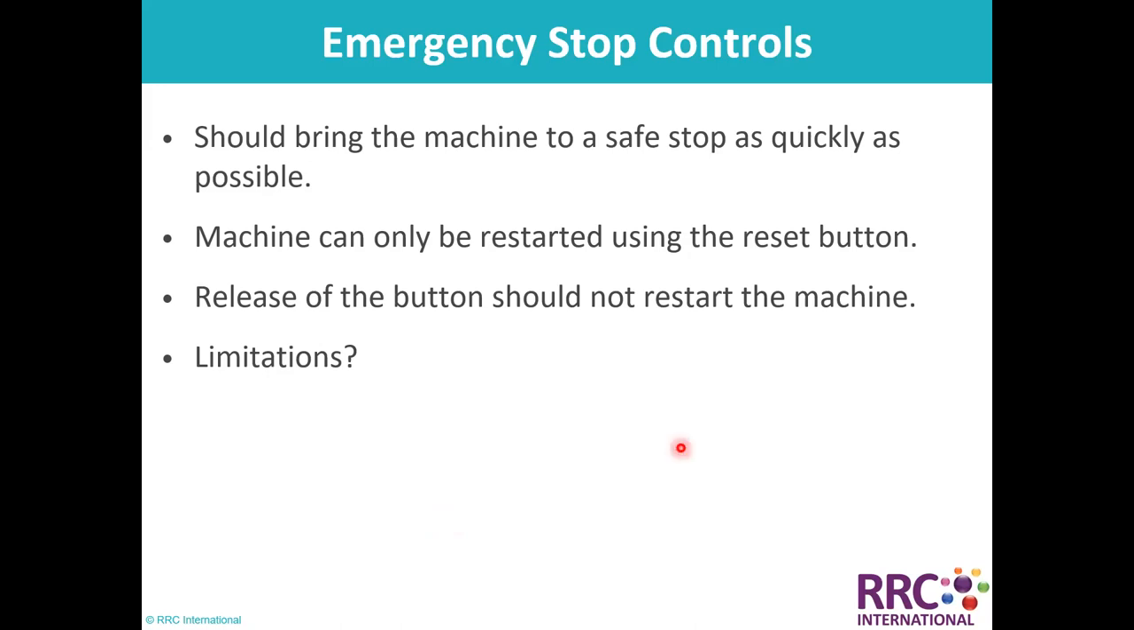Second, the person has to observe that the hazard is arising or has already arisen, and only then will you be able to switch it off. The machine is not going to switch itself off automatically. Right, so these are the limitations of emergency stop controls.